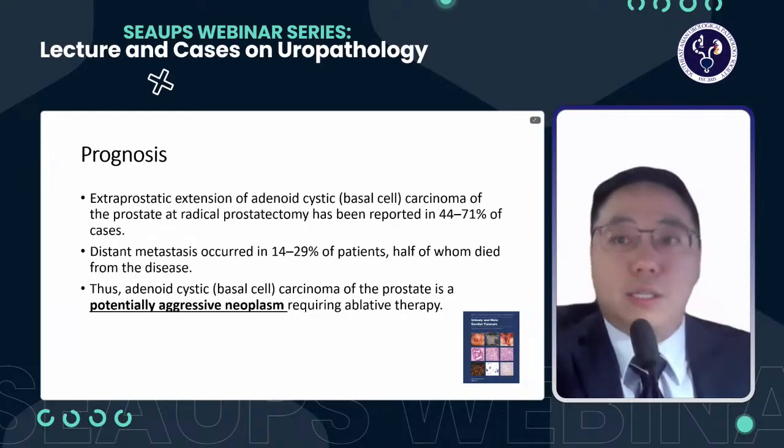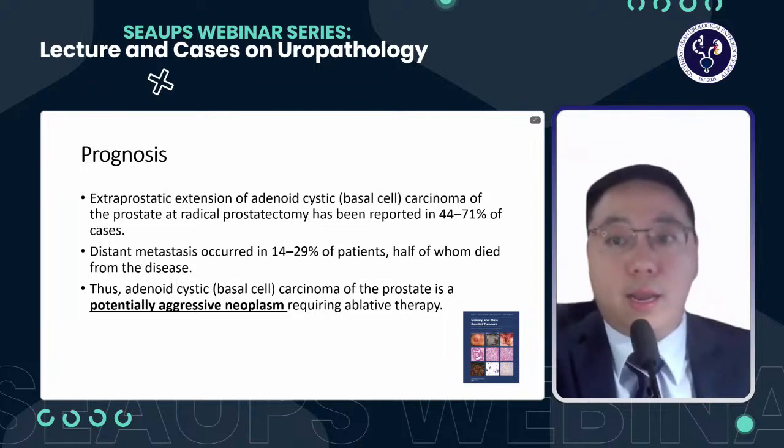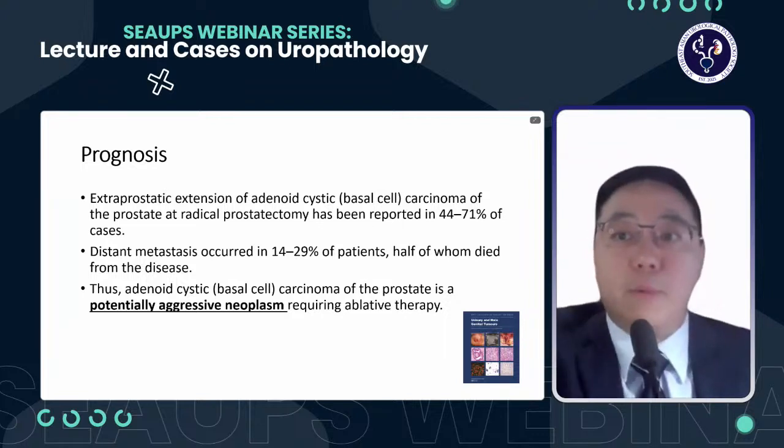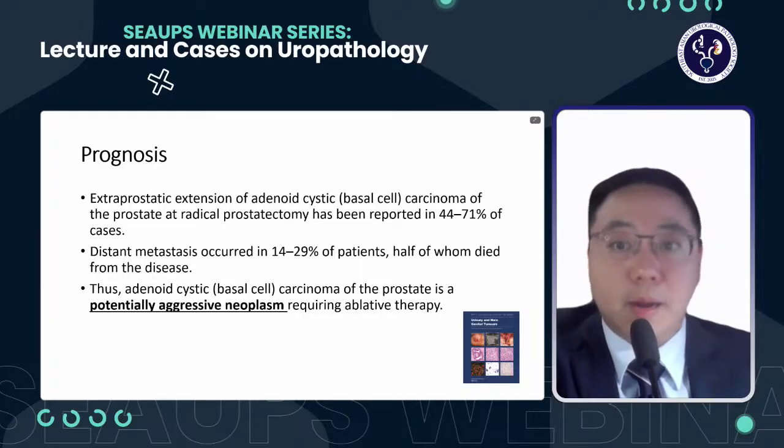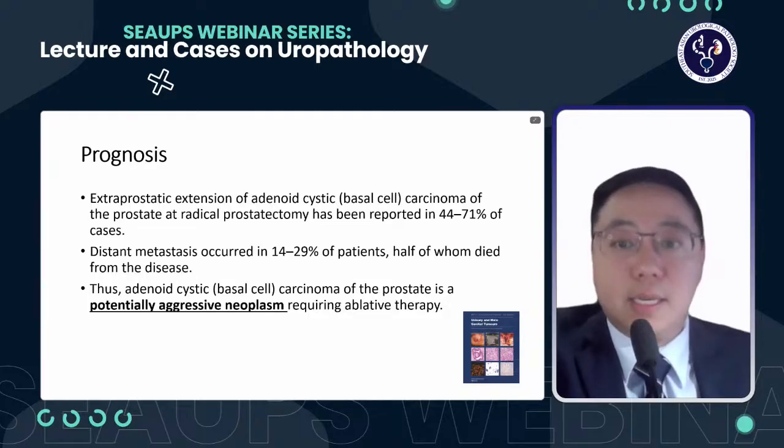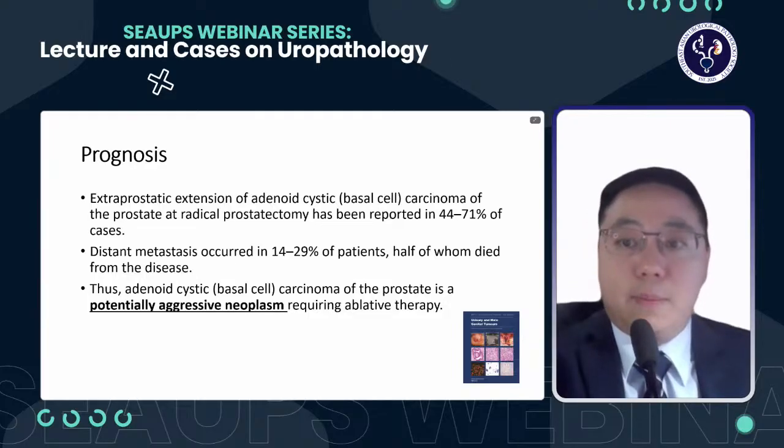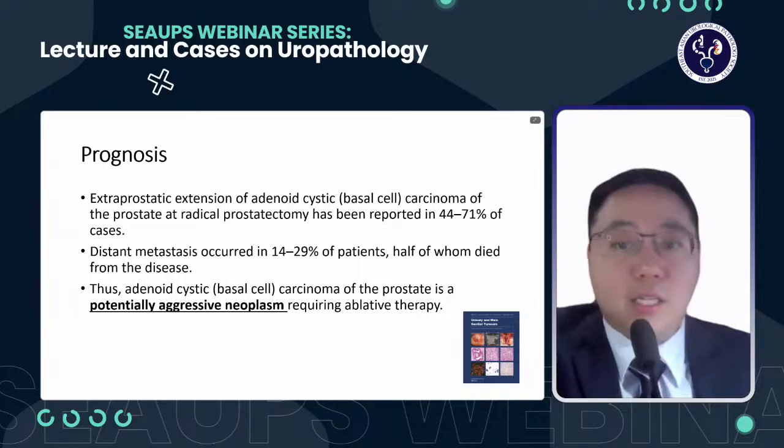In terms of prognosis, extraprostatic extension of this tumor has been reported in approximately 44 to 71% of cases in the radical prostatectomy specimen. Distant metastasis occurs in about 14 to 29% of patients, and half of those with metastasis die from the disease. This finding supports that this tumor is a potentially aggressive neoplasm. Therefore, it often requires definitive or ablative treatment.